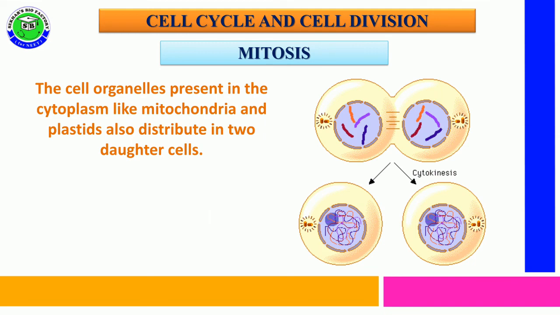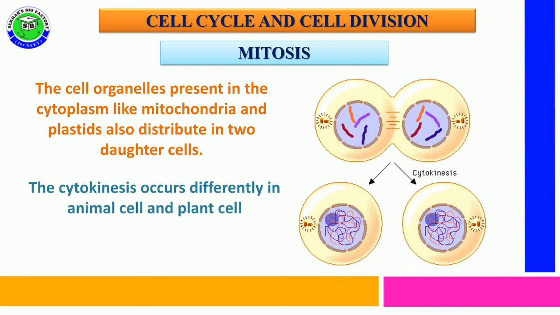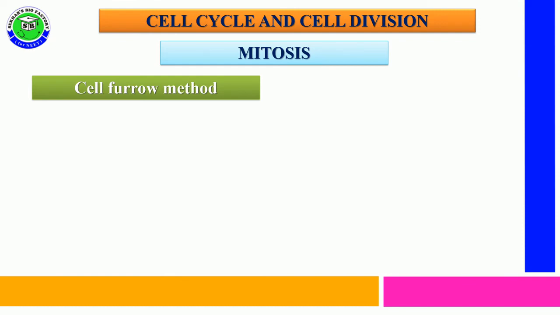During this process, the cell organelles present in the cytoplasm of the cell, like mitochondria, plastids and the remaining cell organelles, are all equally distributed into the two daughter cells at the time of cytokinesis. The process of cytokinesis is different in different cells like plant cells and animal cells. In the case of animal cells, cytokinesis takes place by a method called the cell furrow method.